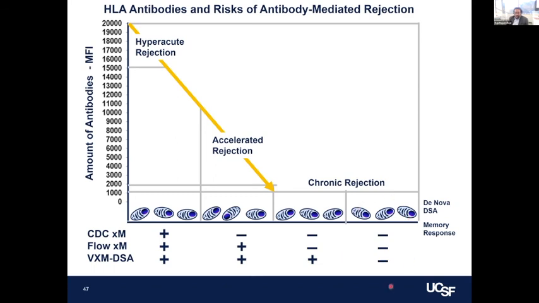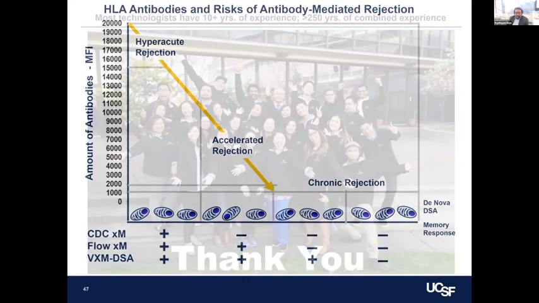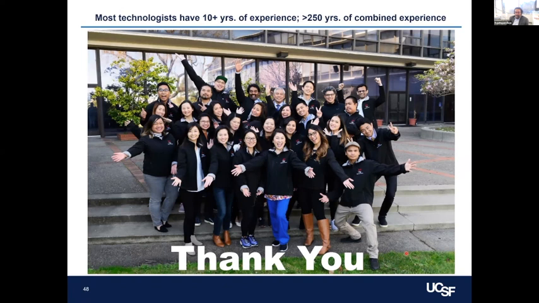But remember, we may not see any antibodies in the circulation, the cross match can be negative, DSA can be negative, but people can make HLA antibodies because of a memory response, because of previous exposure to the HLA proteins, or de novo antibody synthesis. So I'll stop here and take any questions. Sorry, I went over my time.